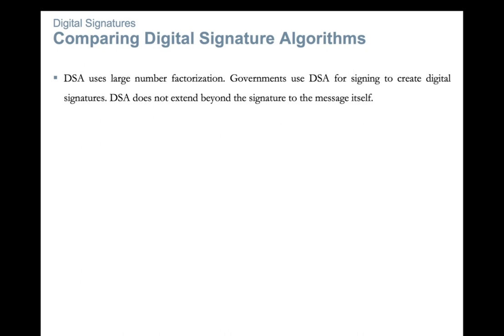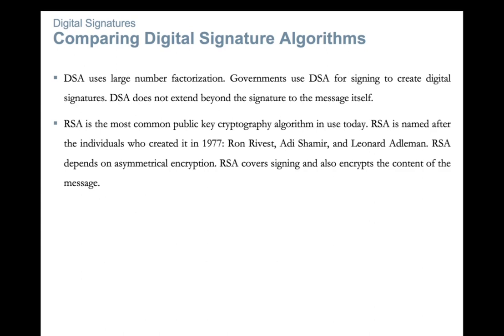RSA is the most common public key encryption algorithm in use today. RSA is named after the individuals who created it in 1977: Ron Rivest, Adi Shamir, and Leonard Adleman. So this RSA is the most common public key encryption algorithm today.